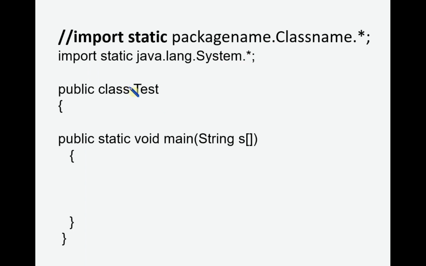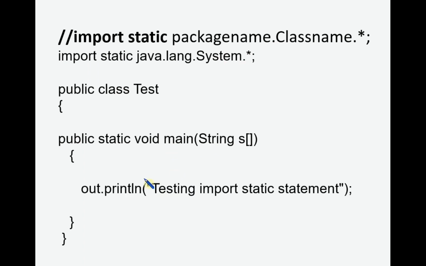Inside this class Test, we are going to define our main method, public static void main. Usually we pass an array of String objects as argument for this main method. How to print the statement? out.println. Here no need to specify the System keyword. The reason is that by using the static keyword, all the static members of the System class will be imported automatically. That is the reason no need to mention System here.